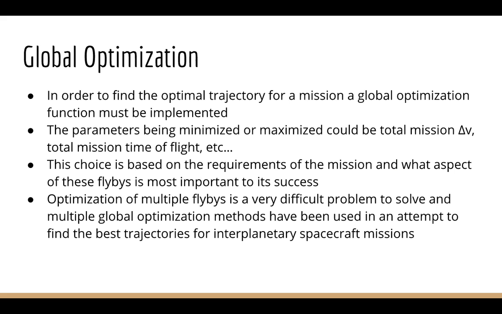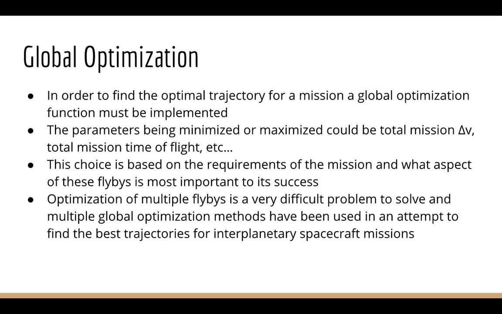In order to find the optimal trajectory for interplanetary travel, we're going to need to implement a global optimization function that is chosen to minimize or maximize a certain parameter. This parameter could be a number of things, but some of the most common ones for missions such as these would be to minimize the total mission delta V or the total mission time of flight.